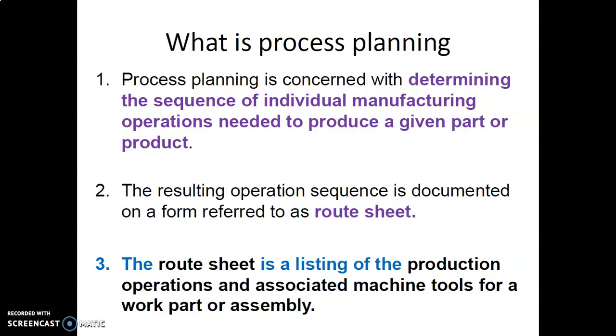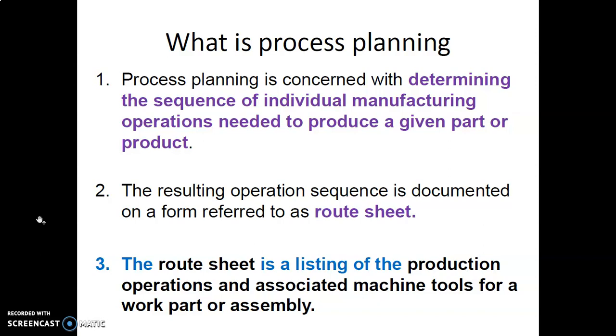Suppose you have a shaft that has to be passed through four machines. Now the first machine, you have to identify where your first operation has to be performed. Suppose you have lathe, milling, drilling, and surface grinding or cylindrical grinding. So your process steps should be specified well before execution. The resulting operation sequence is documented on a form referred to as a route sheet.